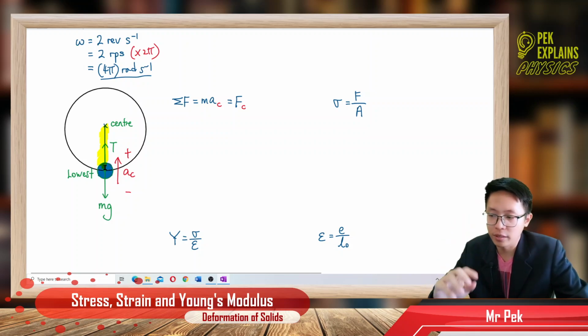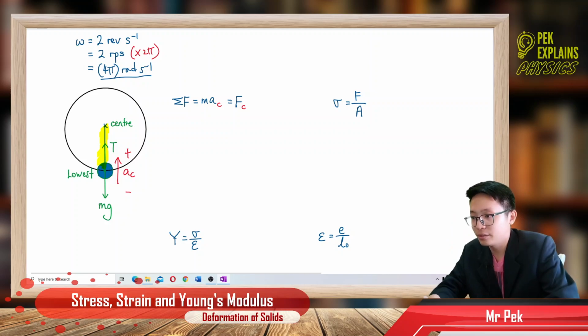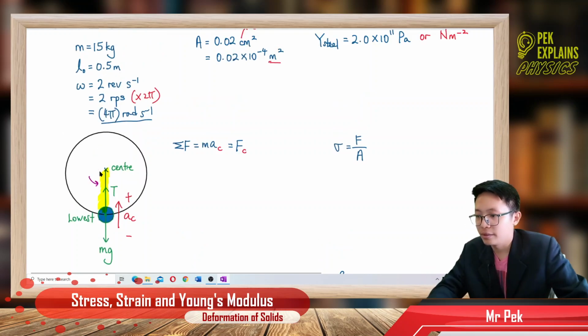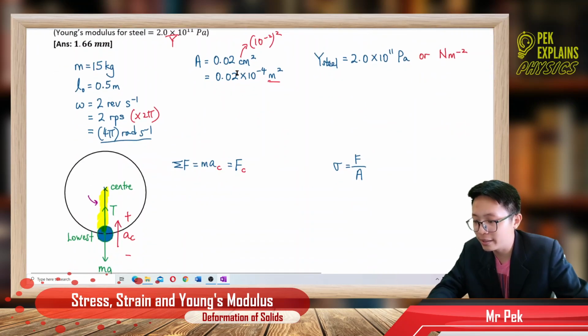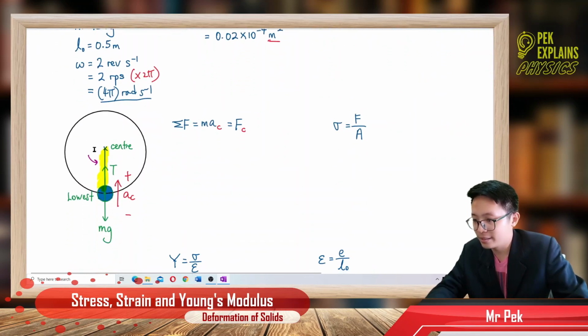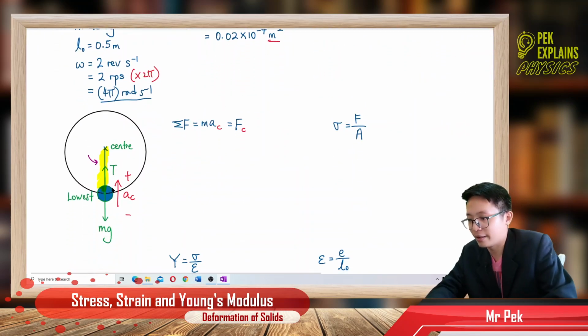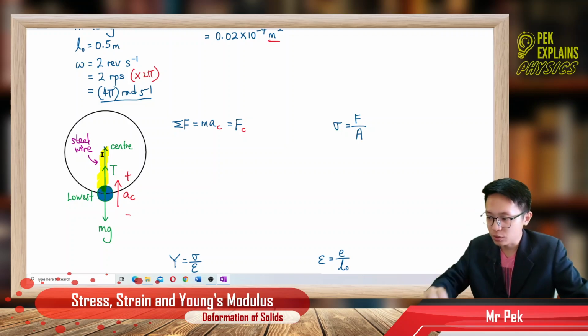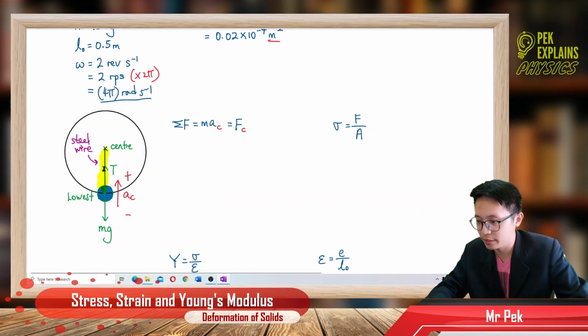So actually our focus is only on this wire, not on the ball. The ball is not our concern. Our concern is actually the steel wire. Yeah, this is the steel wire right there, pulling on the ball. So actually our focus is on this steel wire.